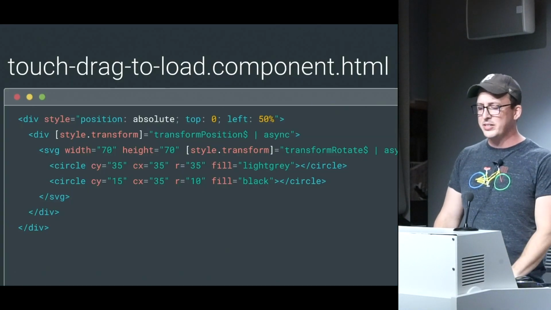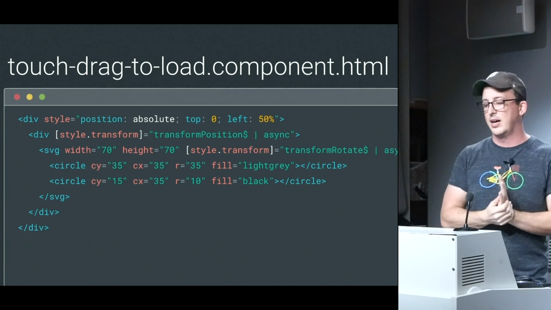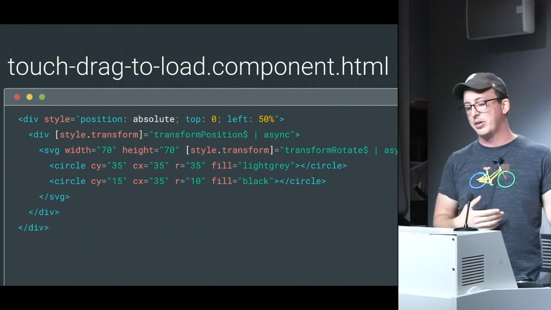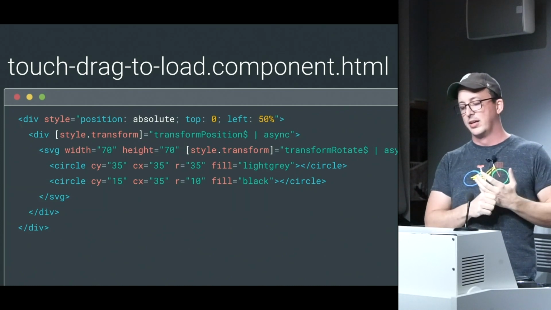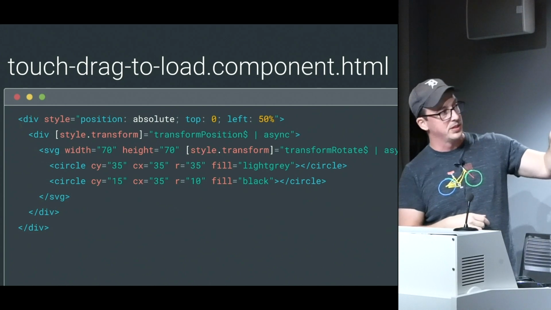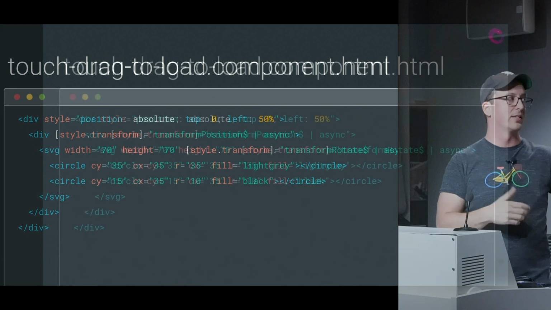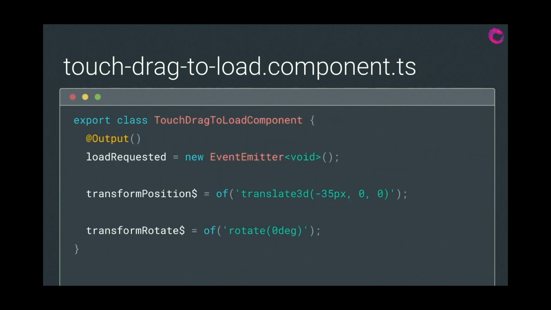So we need to get this thing animating or moving. First, I'm going to make this whole thing dynamic. I'm taking the same HTML and I'm going to dynamically change the style transform on that inner div with this transform positions observable. So I'm subscribing to an observable called transform positions that I'm going to get that string from and put in there. Same thing with the transform on the SVG, only I'm calling it transform rotate. So this is going to get that rotation string.